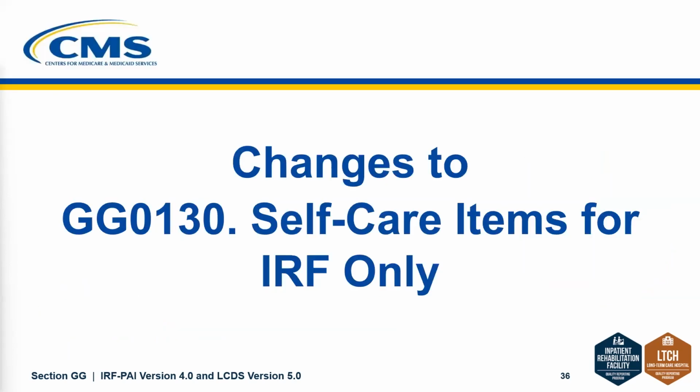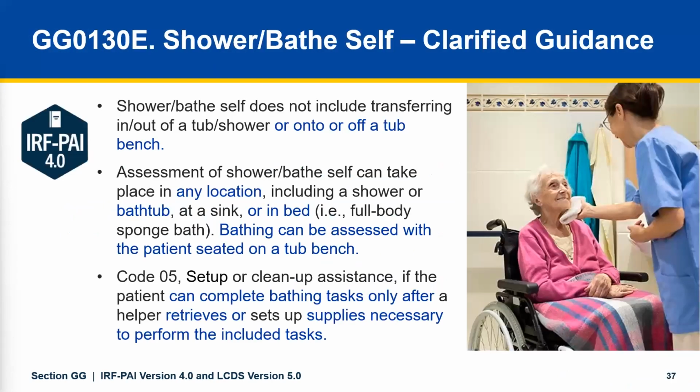We are now going to transition to some guidance changes that apply to GG 0130 self-care, but only in the IRF setting. These are changes specific to the shower, bathe, self, upper lower body dressing, and footwear items. GG 0130E, shower, bathe, self, looks at the patient's ability to wash, rinse, and dry their entire body. It does not include transferring in and out of the tub or shower or onto or off a tub bench. The clarified guidance is that the patient's ability to shower or bathe themselves can be assessed from any location where the activity is taking place.